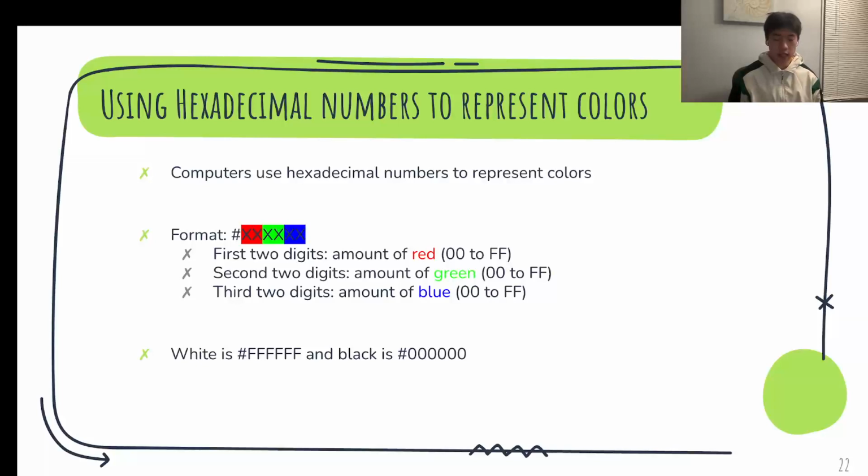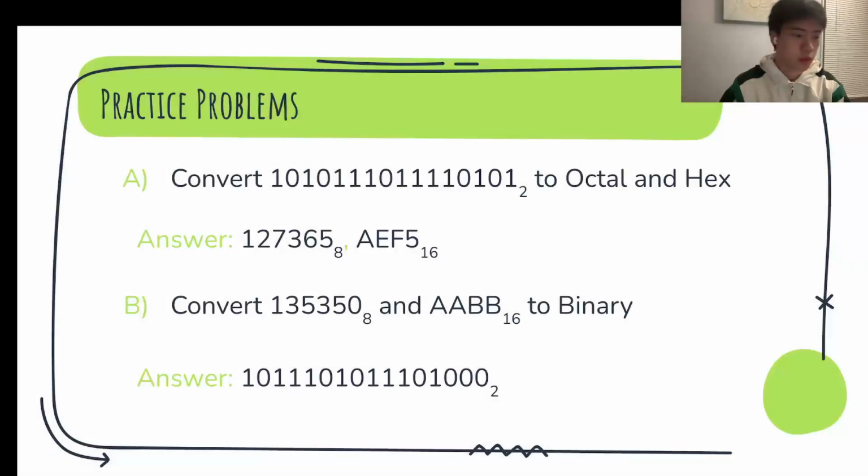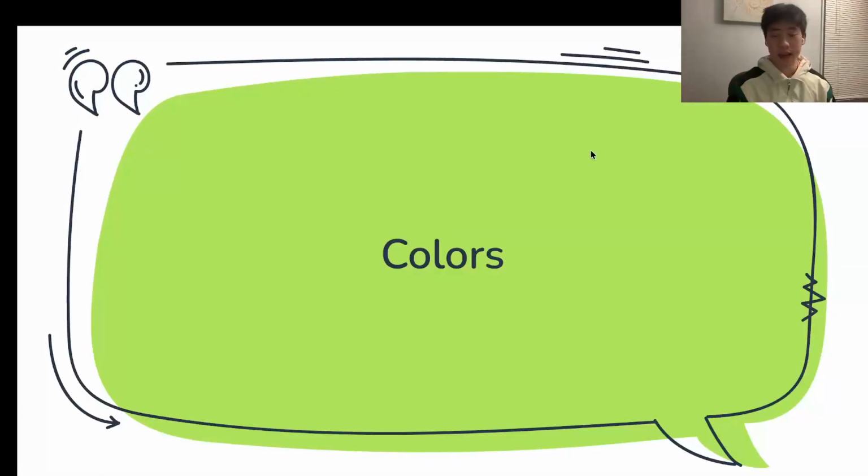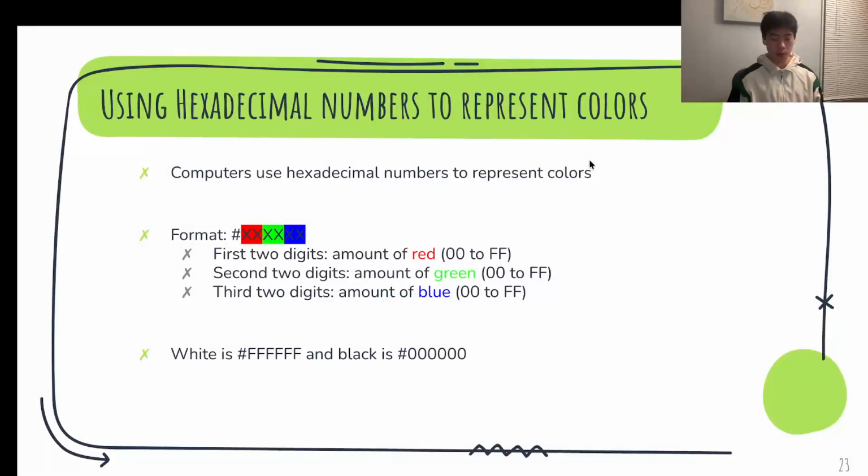Okay, the next topic that ACSL will ask you about is colors. So we can use hexadecimal numbers to represent colors. The way we do this is in this format. We have a hashtag, 2 digits, 2 digits, and 2 digits.